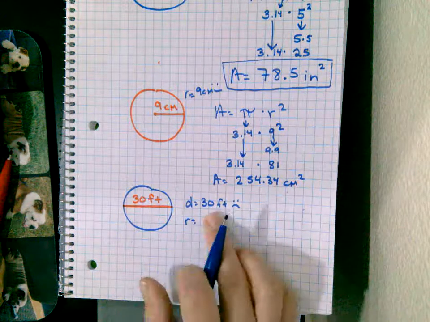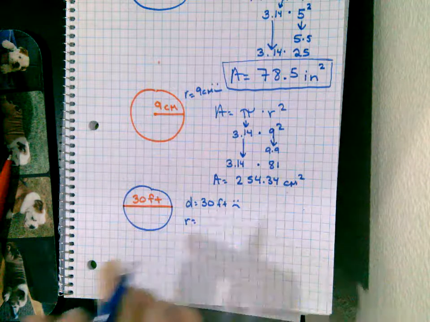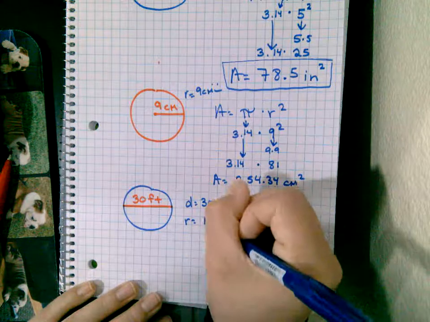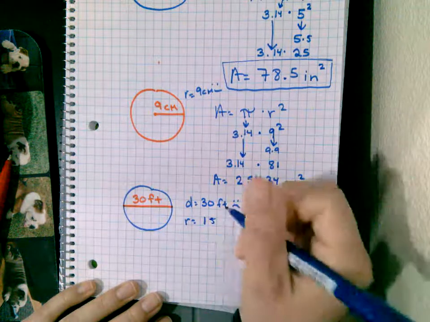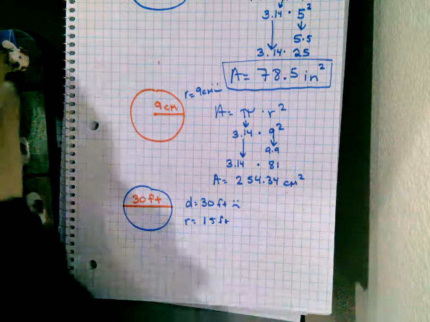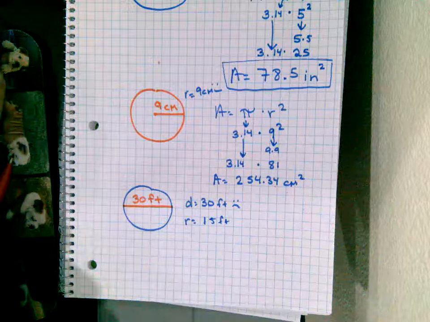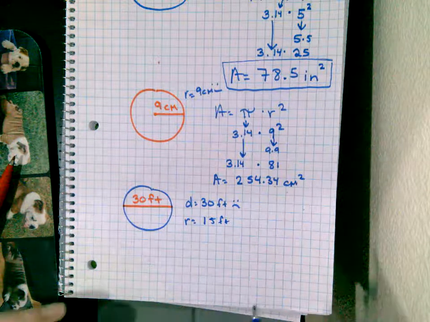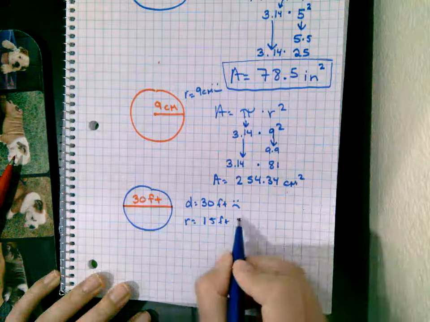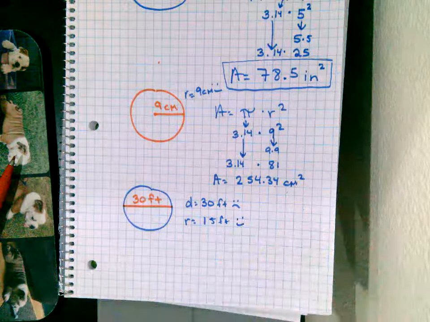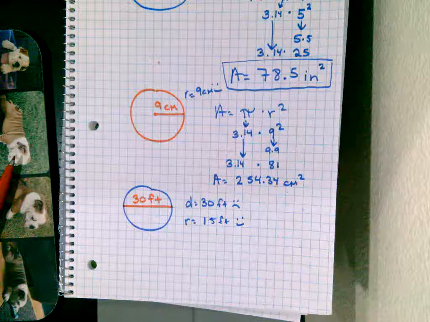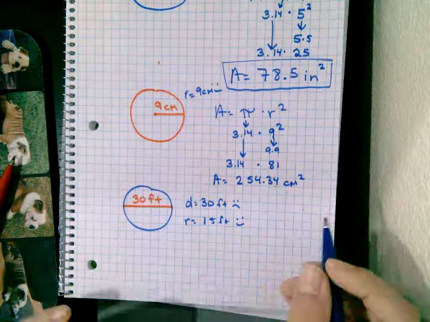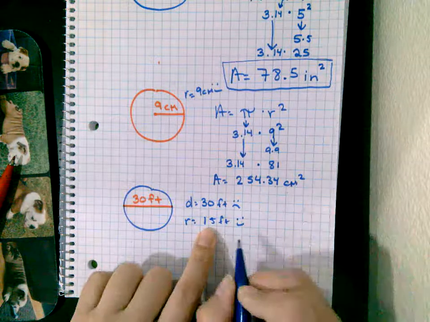So if the diameter is 30, what would be the radius? Well, we got to take this number and cut it in half, divide it by 2. So 30 divided by 2 is 15. 15 feet. So this is what I need. I don't need the diameter. I need the radius. Okay? So now that I have my radius, I can use it.